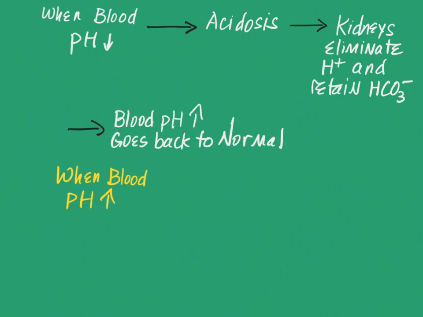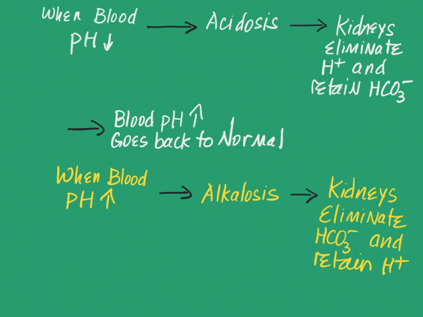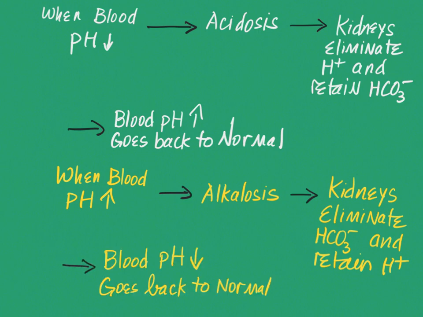When the blood pH goes up and higher than normal, we call it alkalosis. The kidneys respond by eliminating bicarbonate and retaining H plus ions. As a result, the blood pH goes down and goes back to normal.